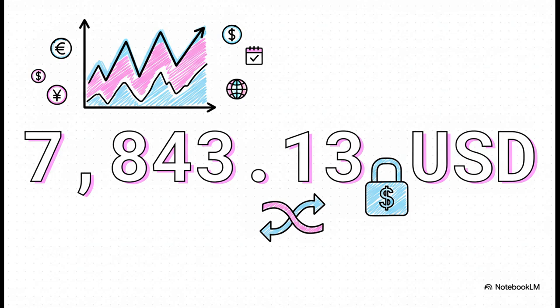Step 1. We figure out how many US dollars we need to borrow today so that with interest it grows to become exactly $8,000 in 3 months. And that number is $7,843 and change.